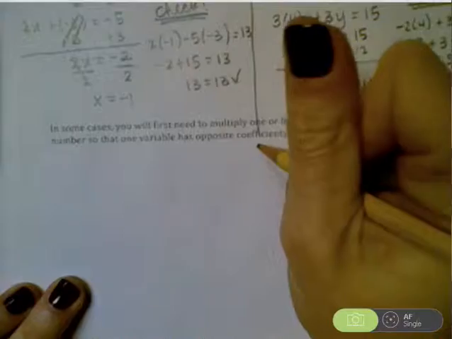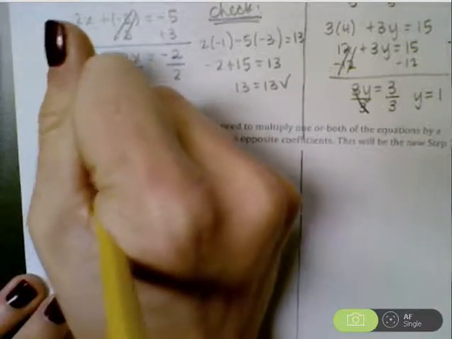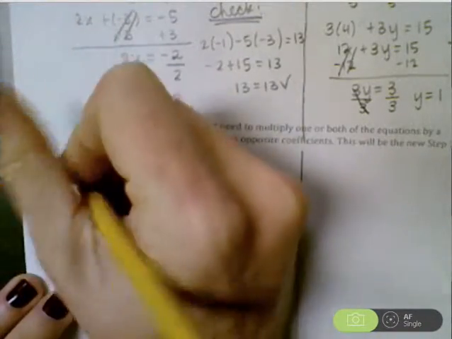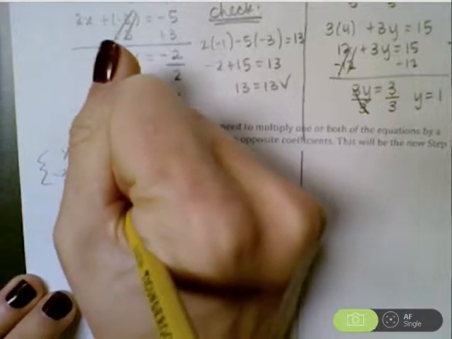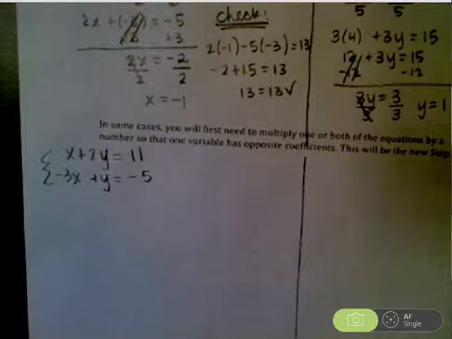For example, if you have a system that looks like this, x plus 2y equals 11, and negative 3x plus y equals negative 5. First thing you always want to look for is opposites. Second thing you always want to look for is the same terms. Here's an example where there are no terms that are either opposite or the same.